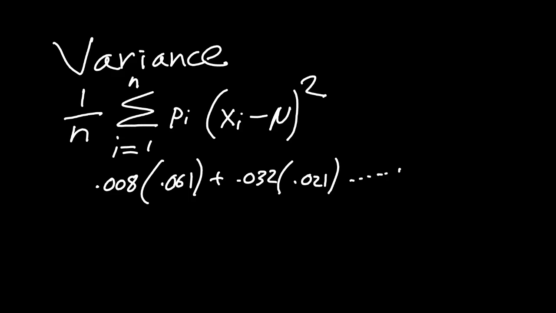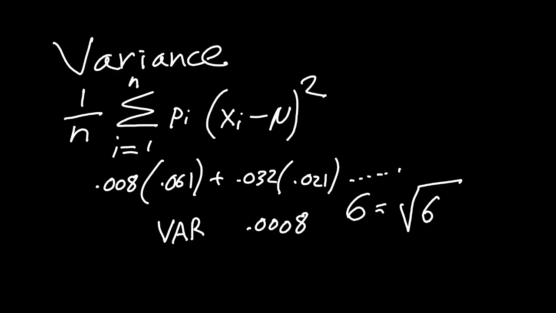And you'll find that for our example, we have a variance of 0.0008. And of course, the standard deviation is simply the square root of the variance, which in this case is equal to 0.029. So you can follow along the details in the Excel spreadsheet.